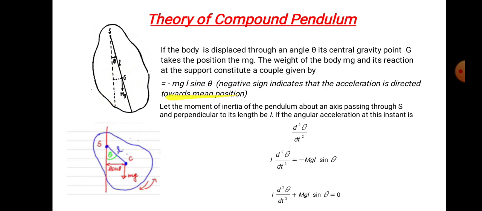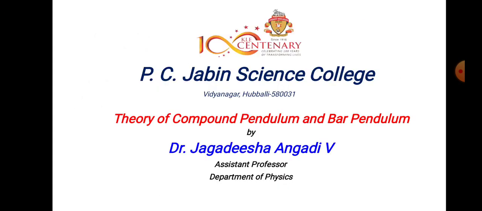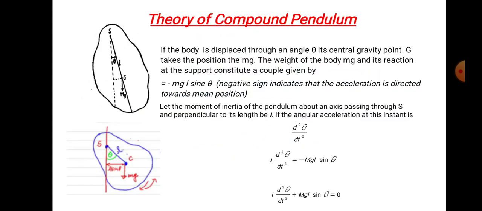minus mgL sin theta, because the weight of the body is mg, and the lever arm is L sin theta. Look at this figure: just assume that the body is moving from here to here. The angle of displacement is theta, and the distance from the center of gravity to the original line, assume this is a triangle, this is the hypotenuse, so the perpendicular is L sin theta.